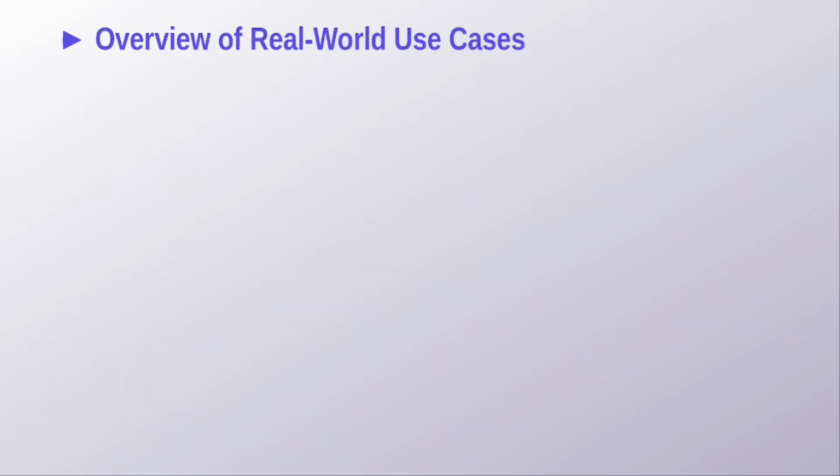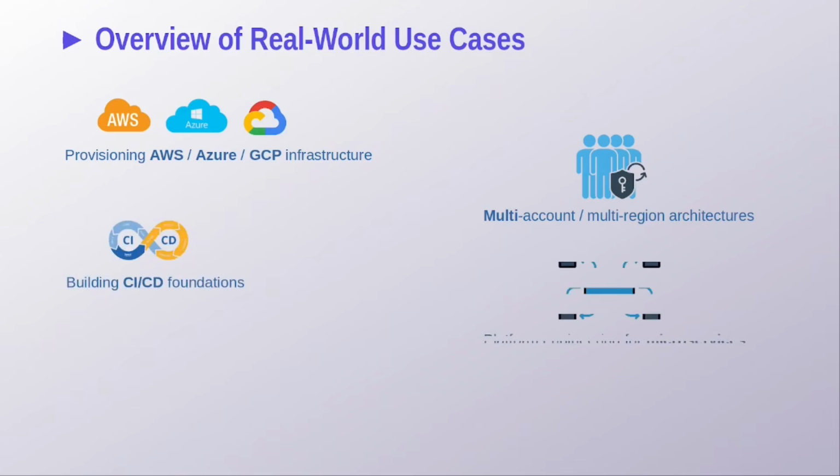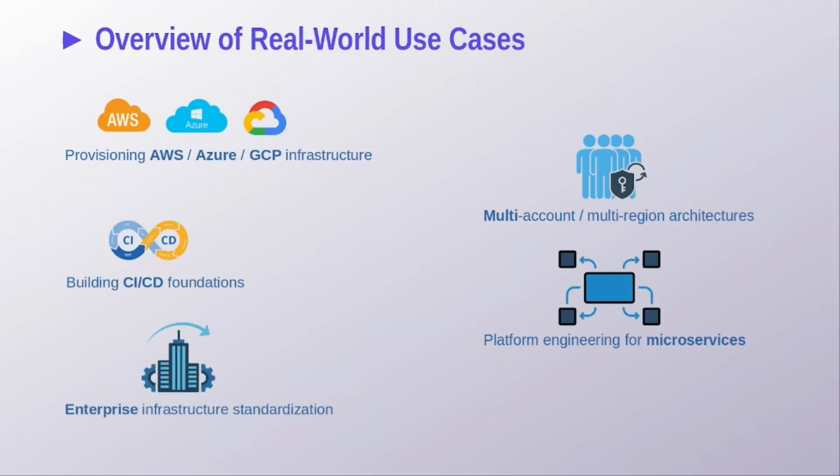Real-world use cases. Terraform is used everywhere today. Terraform is used for AWS, Azure, Google Cloud Platform infrastructure, multi-account and multi-region systems, CI/CD foundation, microservice platforms. Real-world example. Startups use Terraform for the whole cloud. Enterprises use Terraform for governance. DevOps teams use Terraform for self-service infrastructure. Terraform helps teams move faster, make fewer mistakes, and work together better.